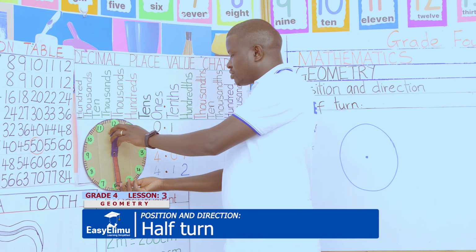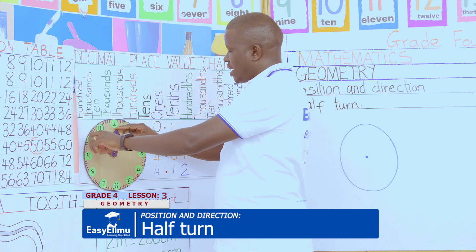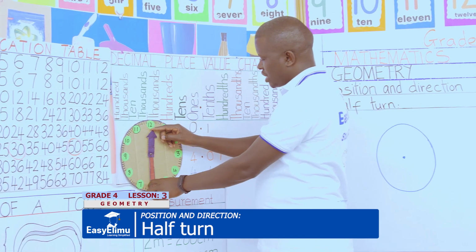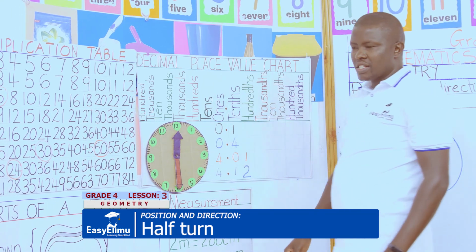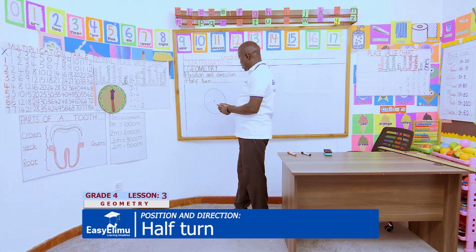If we were to make a half turn anti-clockwise, it means we have to move anti-clockwise until we are stationed at 6. That is a half turn. So you can choose either direction.